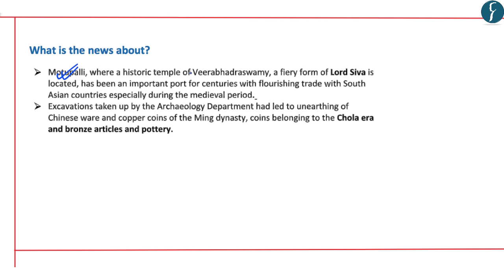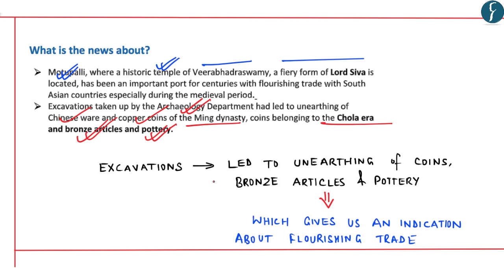And it is in this place where a historical temple of Veerbhadra Swami was situated, which is a fiery form of Lord Shiva. Excavations taken up by the Archaeological Department of India have led to the unearthing of Chinese ware and copper coins of the Ming dynasty, as well as coins belonging to the Chola era, and bronze articles and pottery. So the excavations have led to the unearthing of coins, bronze articles, as well as pottery, and this gives us an indication about the flourishing trade which this part of the country had with the South Asian nations.